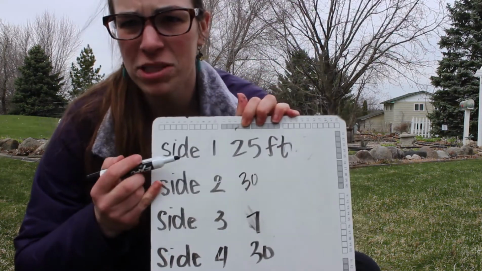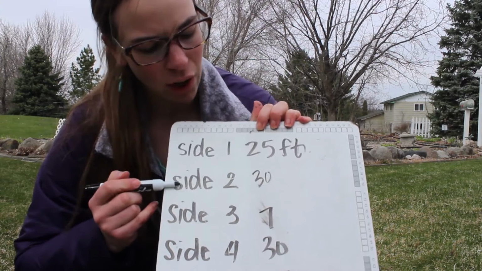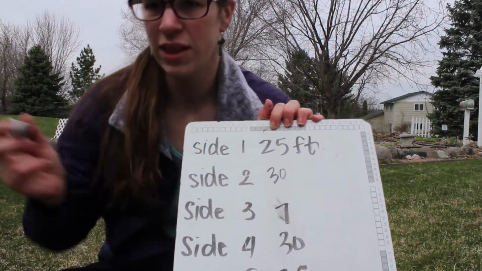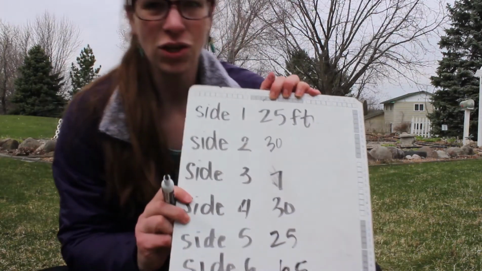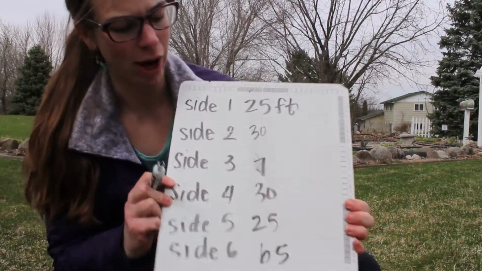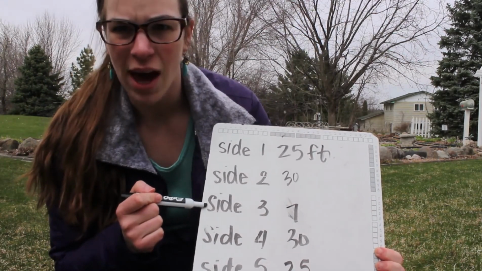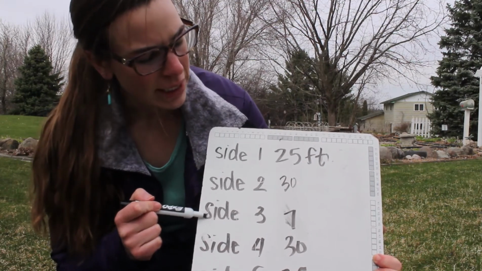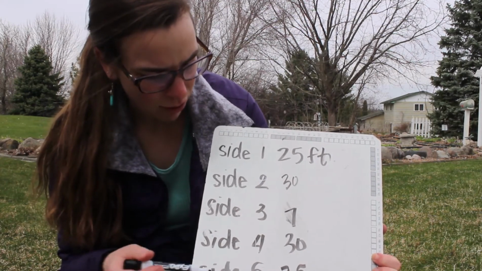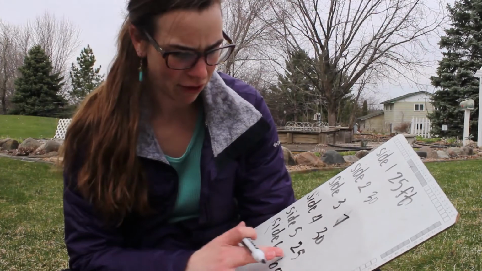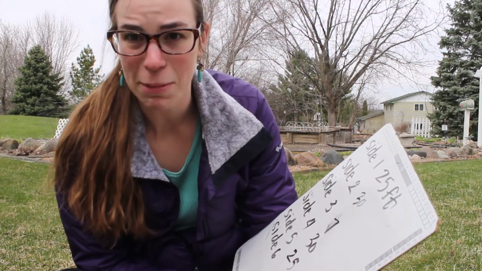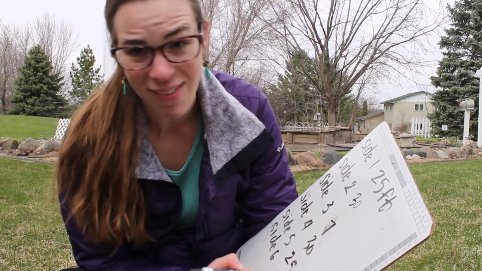So side 1 was 25 feet. This was side 1 right by me. Side 2, going down to the middle of my garden, was 30. Then this one in front of the arbor, that white thing, was 7 feet, then 30 feet, then 25, and then all the way in the back, 55 feet. I had to use my tape measure 2 times and then add 5 extra feet because my tape wasn't long enough.